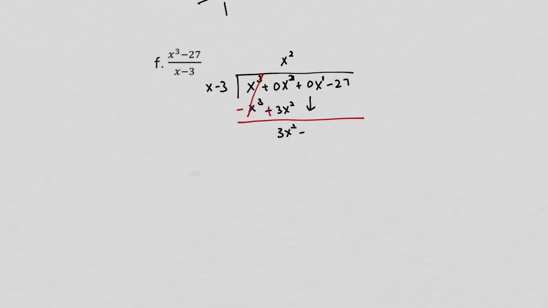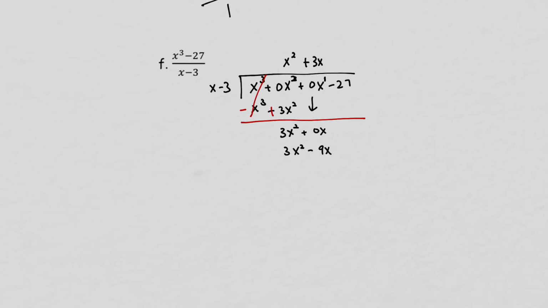Bring down the next digit, which will be plus 0x. And to make this become 3x squared, you're going to multiply by positive 3x. Positive 3x multiplied by x minus 3, you get 3x squared minus 9x. And when we subtract, that cancels out. This becomes positive. So you end up getting 9x remaining. Bring down the last digit.